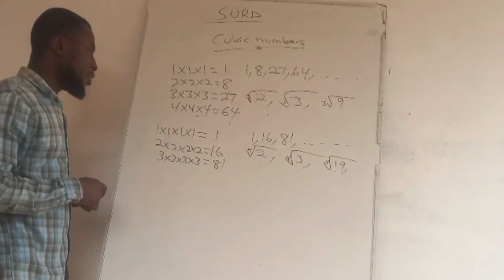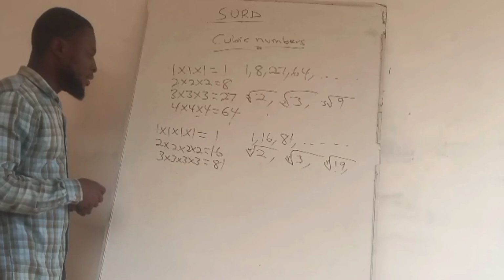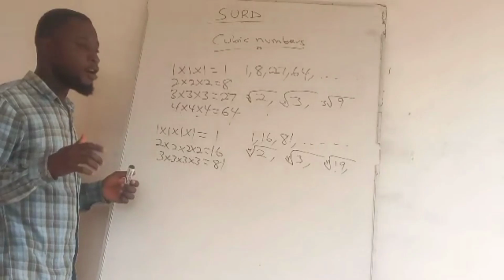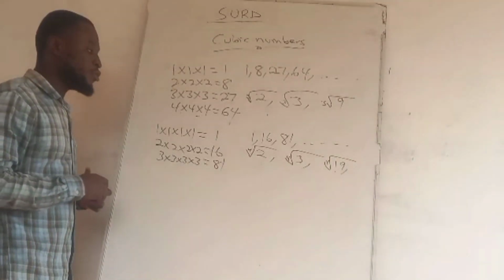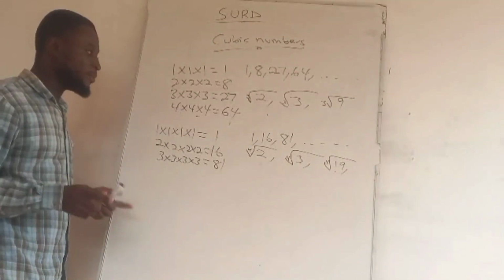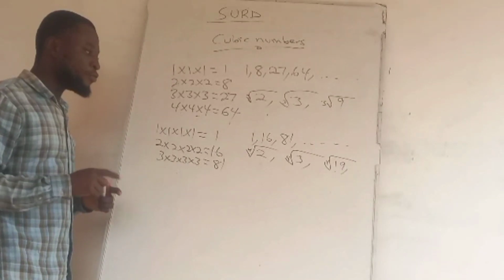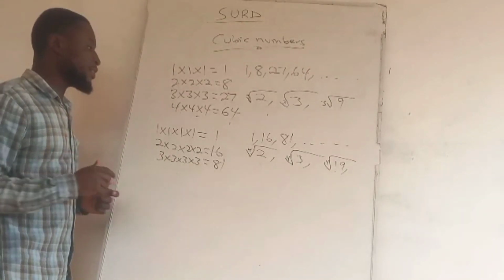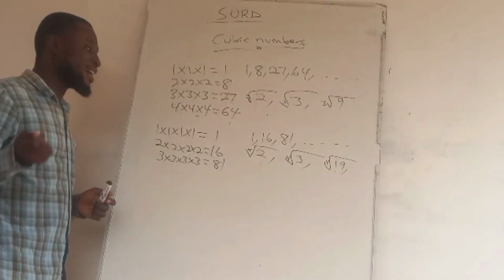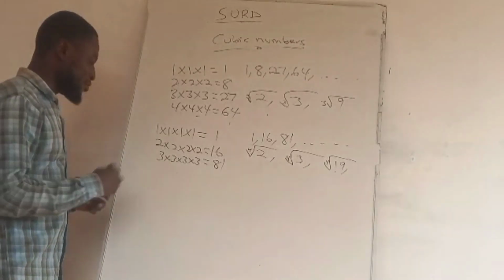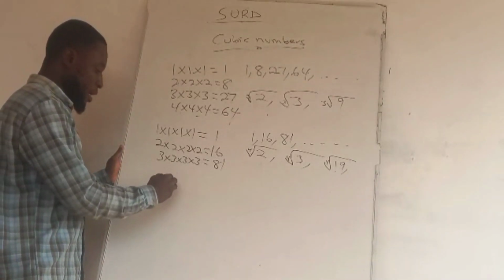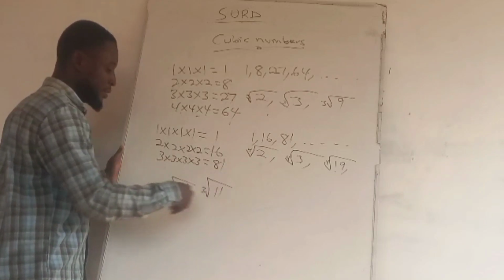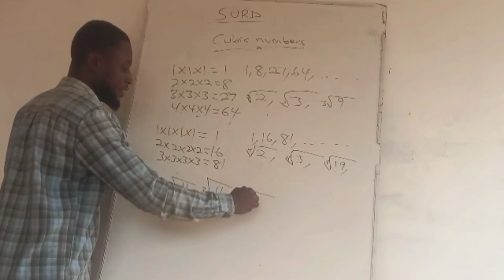Okay. Now, let me tell you this. All prime numbers, when you square root them, or you cubic root them, or you write the fourth root of those prime numbers, it is a set. So all prime numbers within a radical sign is a set. So if you know 11 as a prime number, the square root of 11 is a set. The cubic root of 11 is a set. The fourth root of 11 is a set.